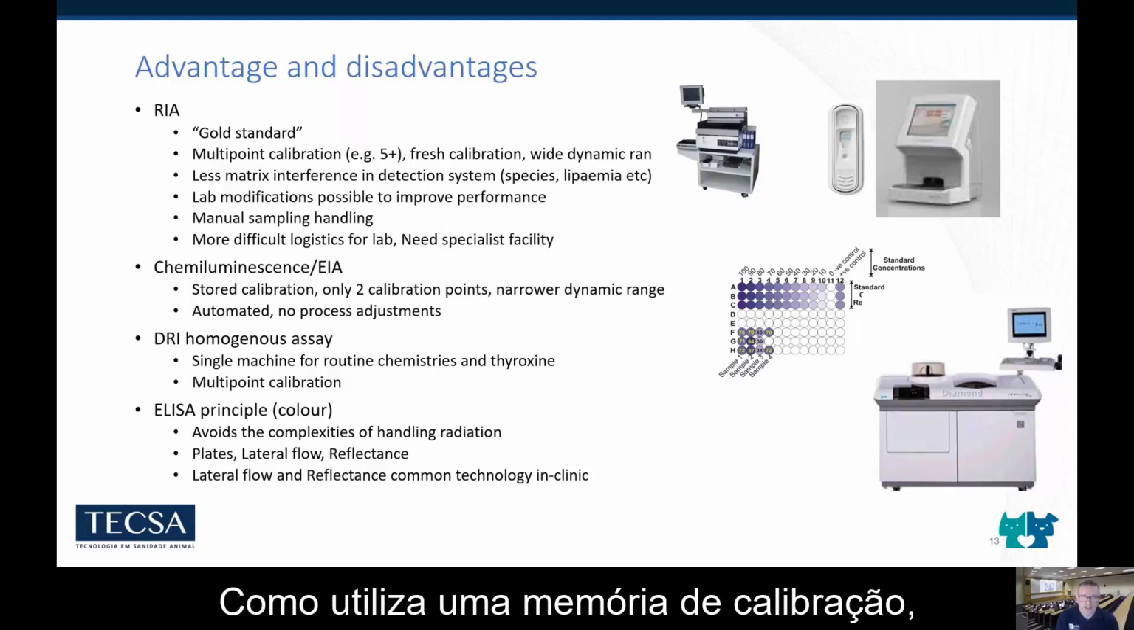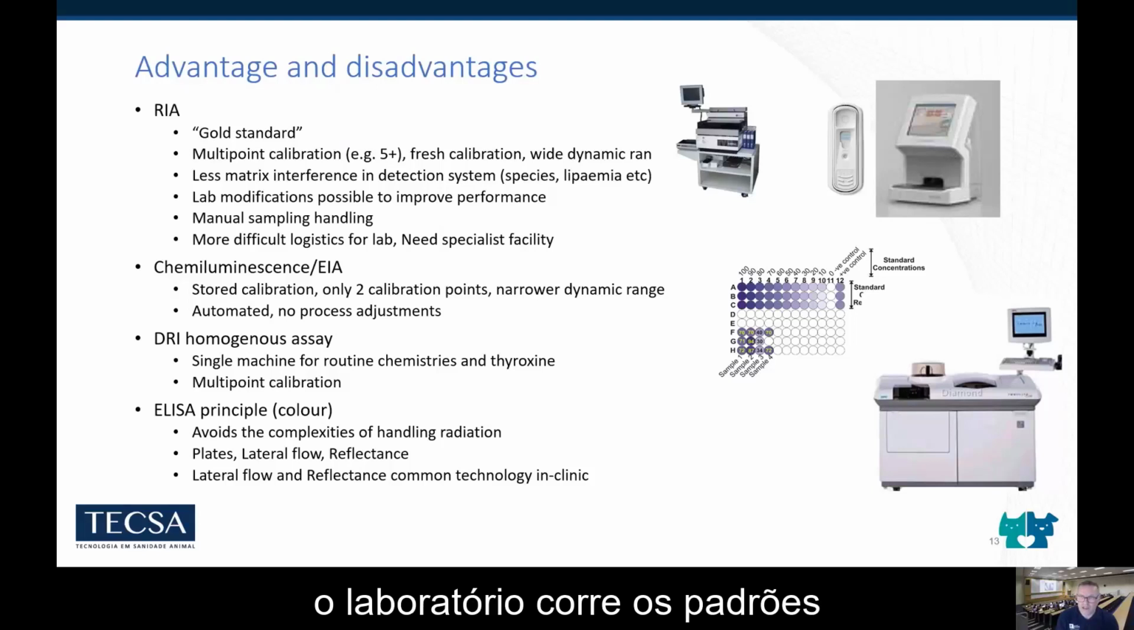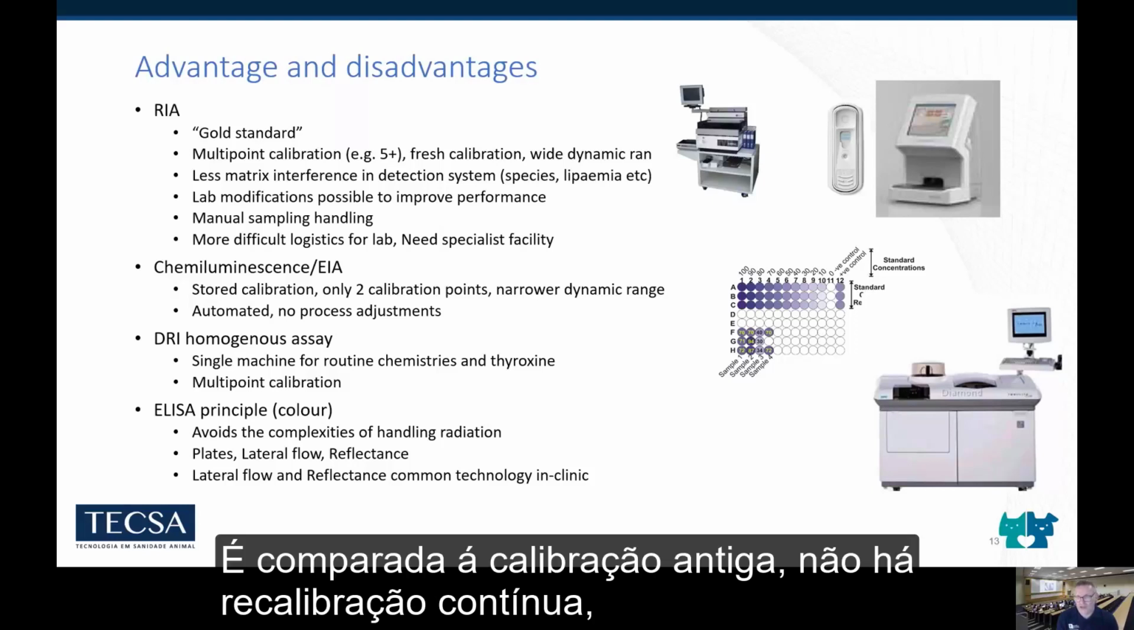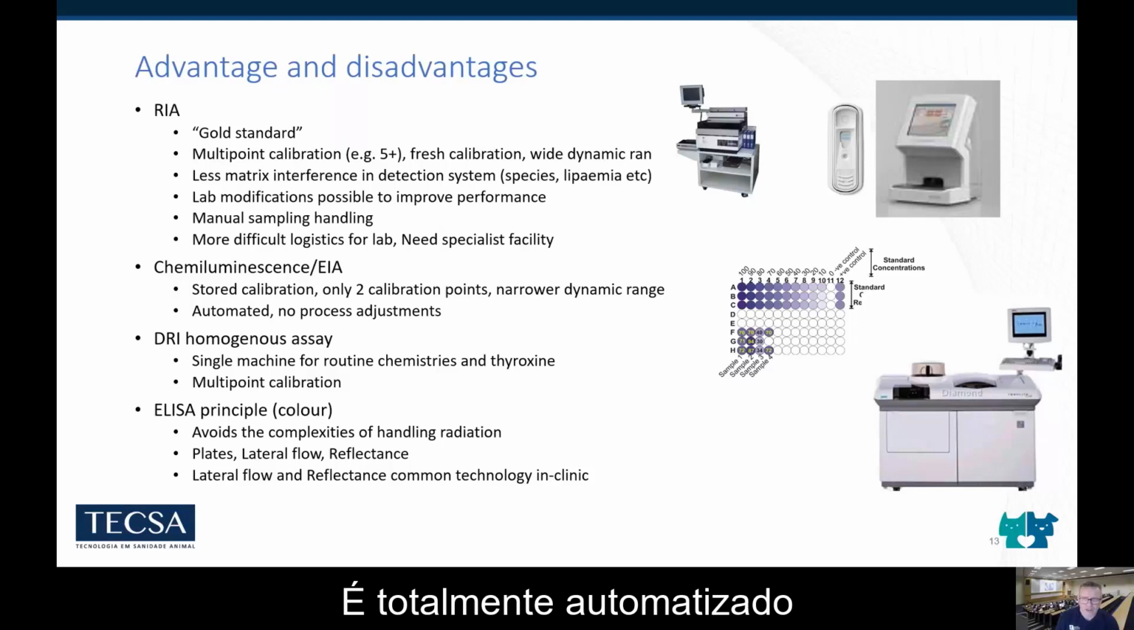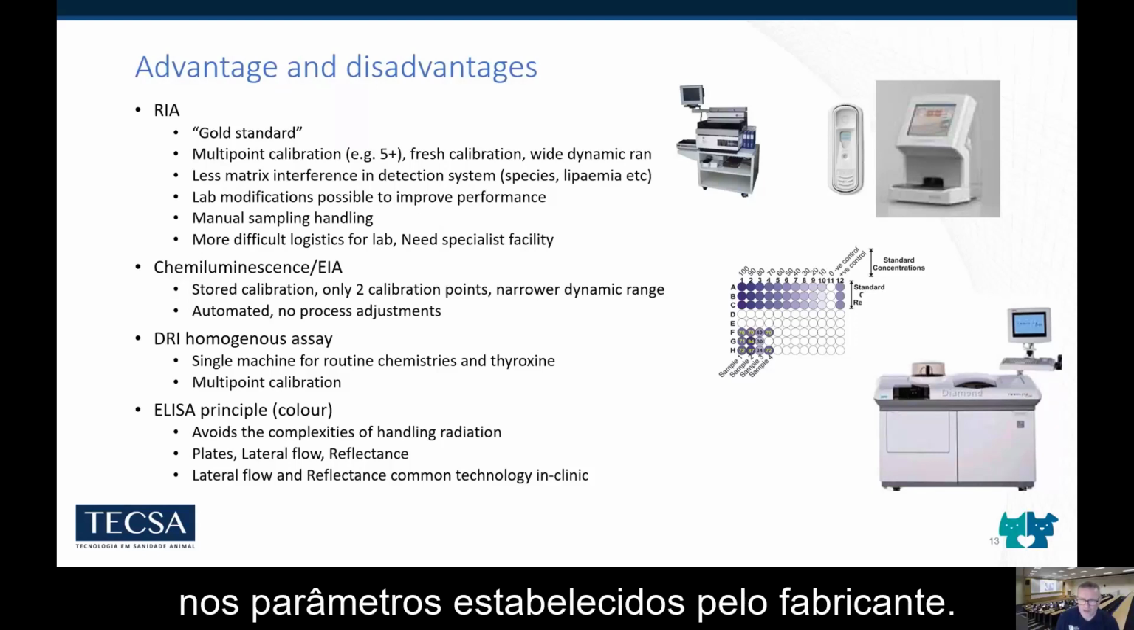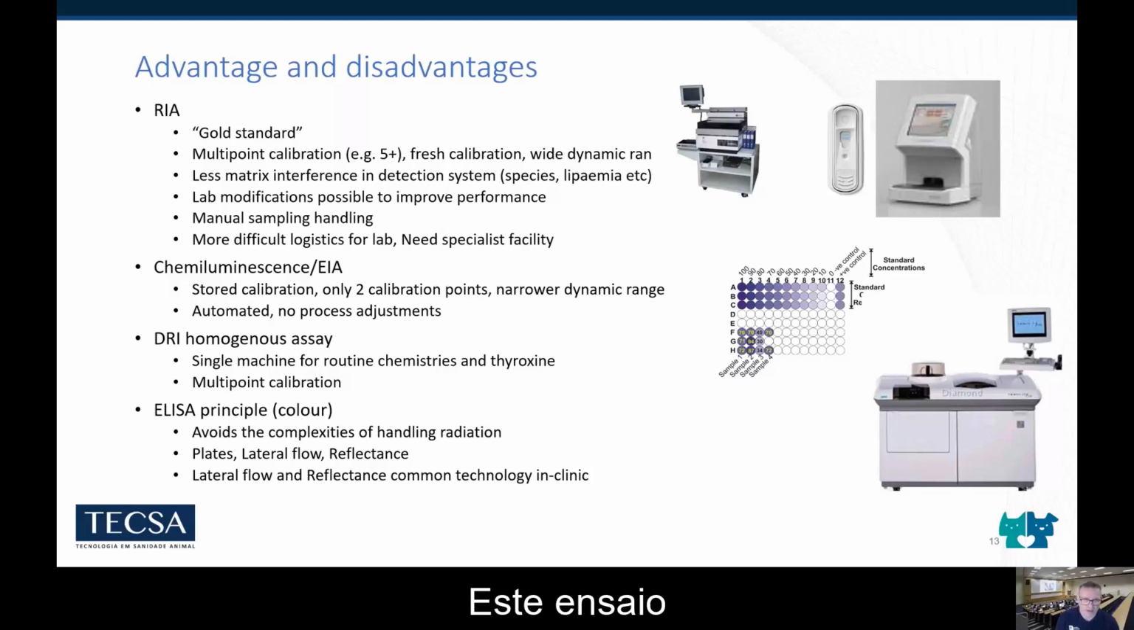It uses a stored calibration. So once the laboratory has run the calibration on this machine, the calibration stays in there for a few weeks. And each time a sample is run, it's run from that old calibration. There's no fresh calibration each time. It's completely automated, and the operators don't have any choice about how that runs. The manufacturer's decided how that runs.